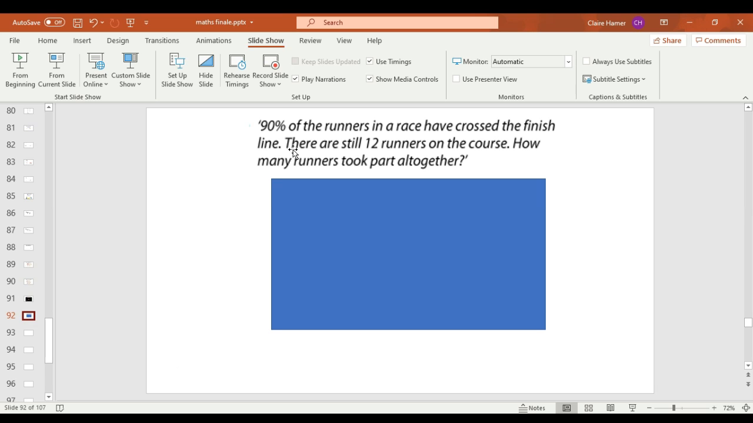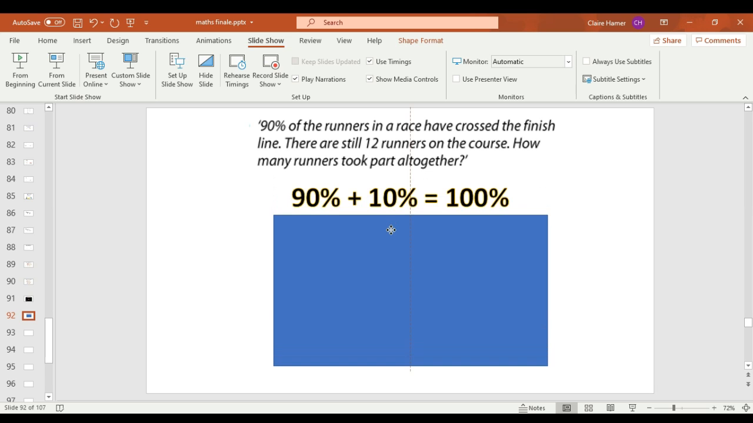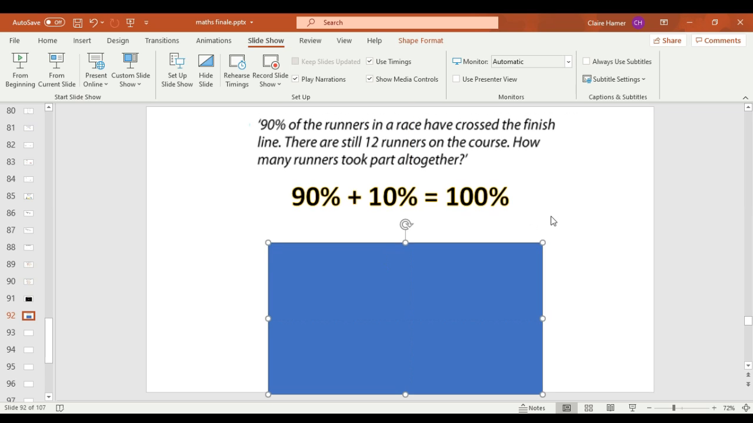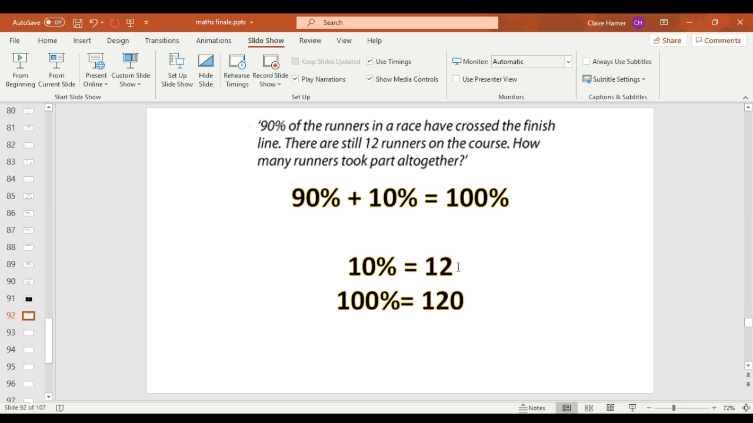Okay, so if 90% have crossed the finish line, that must mean that 10% of the runners are still running. Now the question tells us that 12 people are still running. So you need to write down that 10% equals 12 runners. Use that fact to work out how many runners took part altogether. Going to reveal the answer. I multiplied by 10, so 120 runners took part.